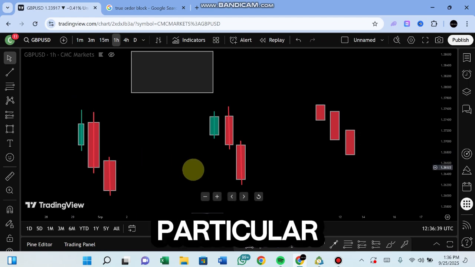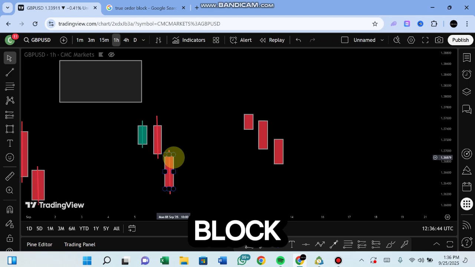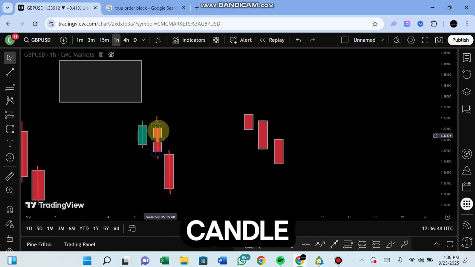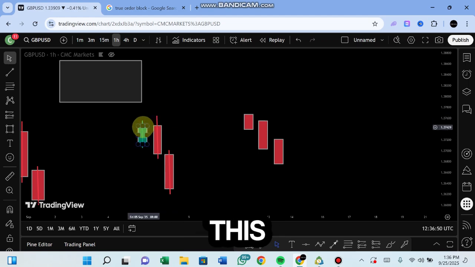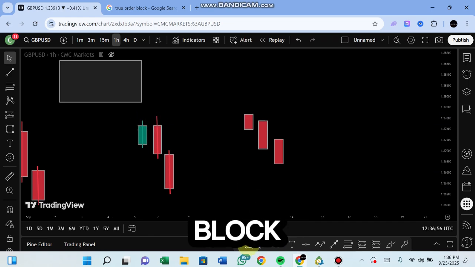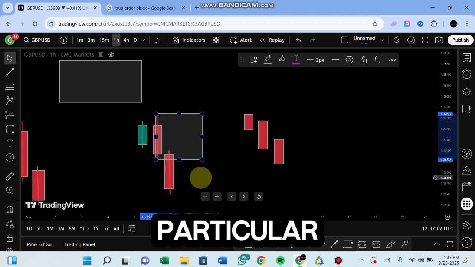But in this particular scenario right here, where do you think your order block is? Your order block should be this particular candle, because the wick of this candle is higher than the wick of this particular candle, which means that this particular candle has cleared up liquidity. So when you want to draw your order block, it should be from this particular place to here. This is your order block, not this particular candle.